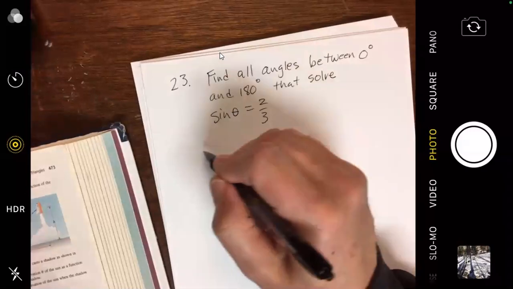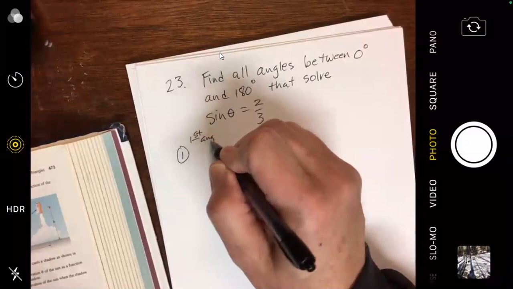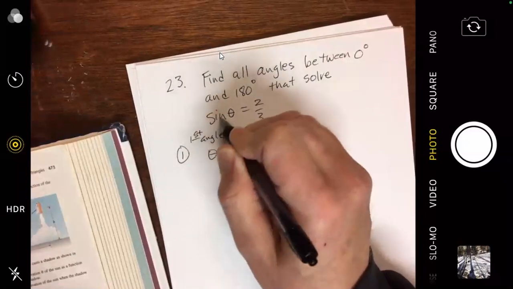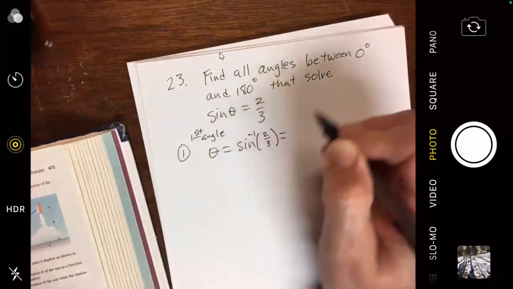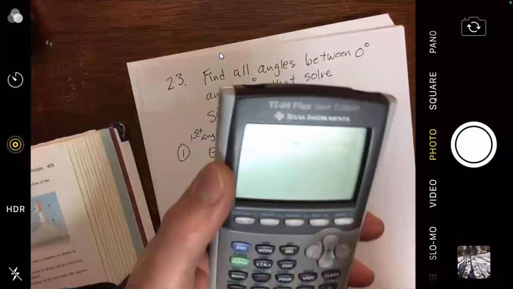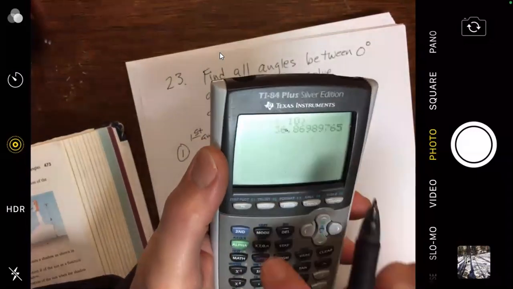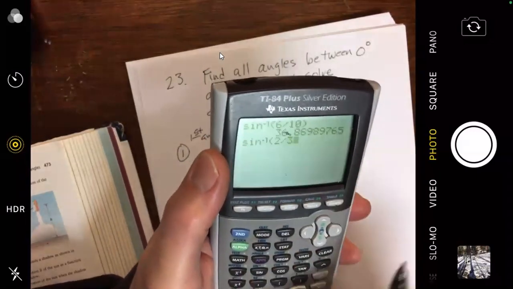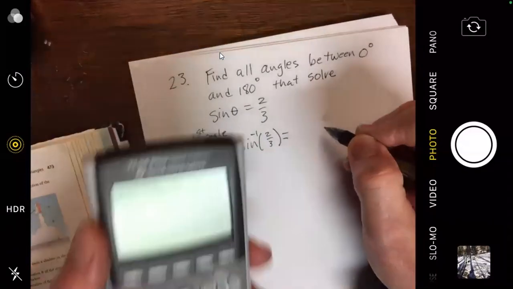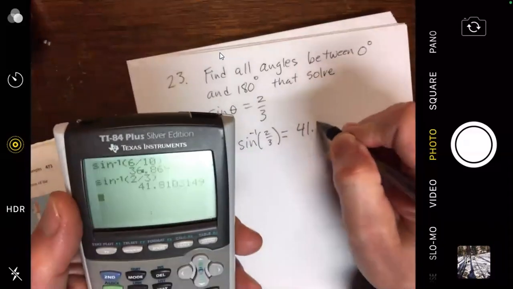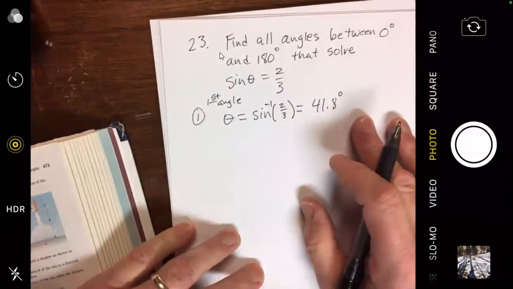Okay. Well, step 1, your first angle. You'd get that from a direct inverse to this, which would be an arc sine of 2/3. And they want this in degrees, and I am in degrees. Second sine of 2/3 gives 41.81 degrees. They did say one place, so we'll call that 41.8 degrees.